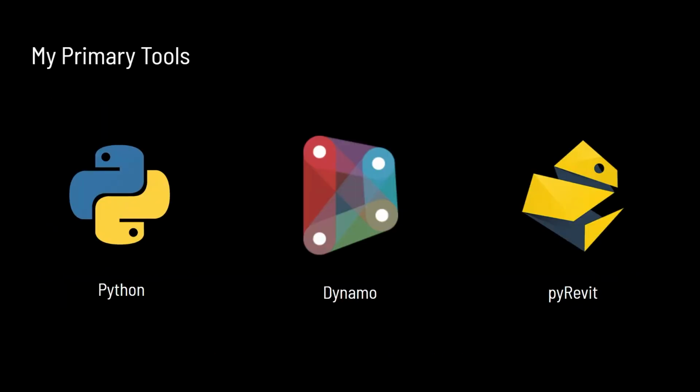My primary tools that I use almost exclusively are Python, which is a general purpose programming language, Dynamo, which is a visual scripting language for Revit, and pyRevit, which is a plugin for Revit that allows me to write Python code and use it with my Revit models.